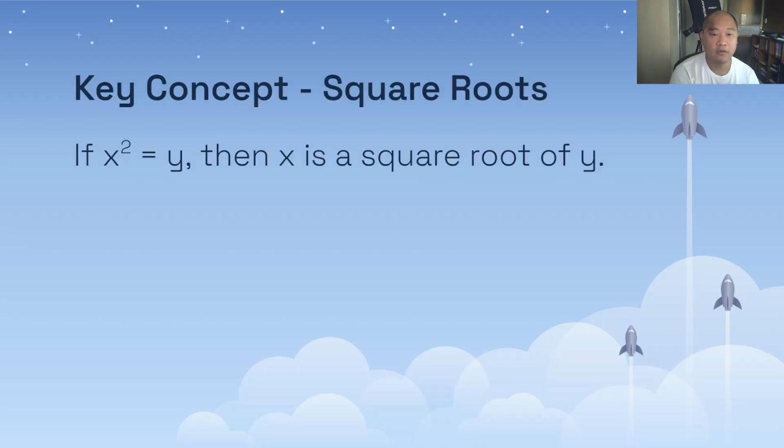So if x squared equals y, if we go back to that previous example, for example, 3 squared equals 9, then x, this number here, the base, is a square root of y.